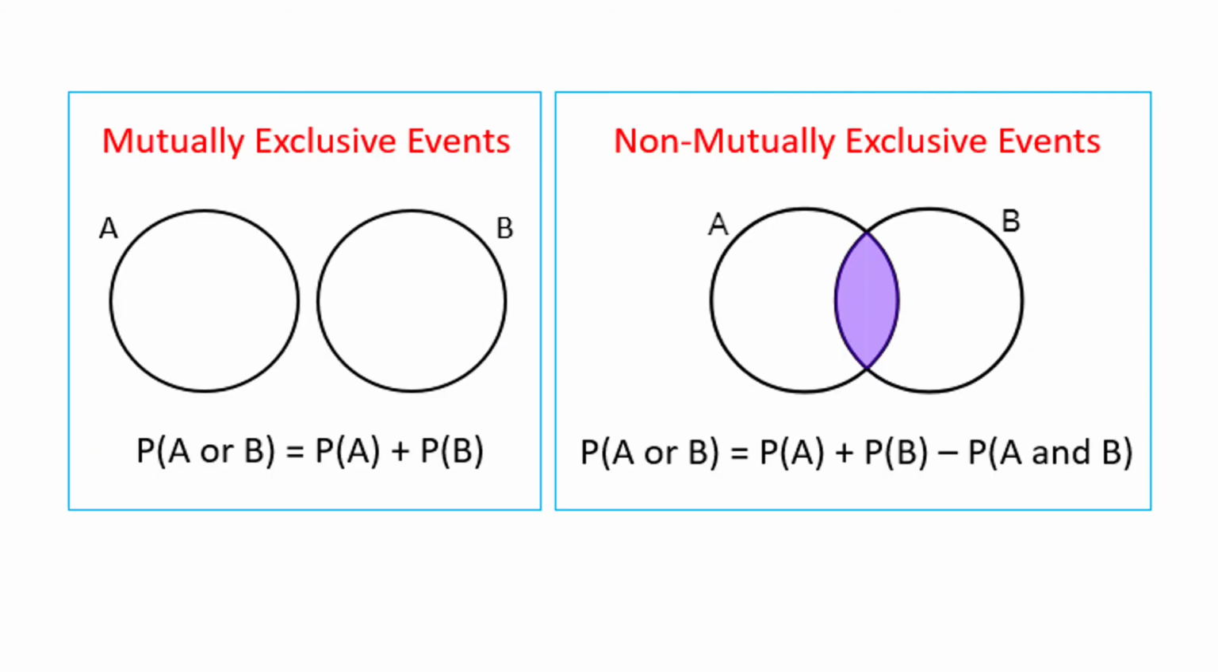The additive rule in mutually exclusive event is slightly different. So the probability of A or B is equal to probability A plus probability B. You don't need to subtract here, as we know mutually exclusive event never happen at the same time anyway. So the probability of A and B is 0.